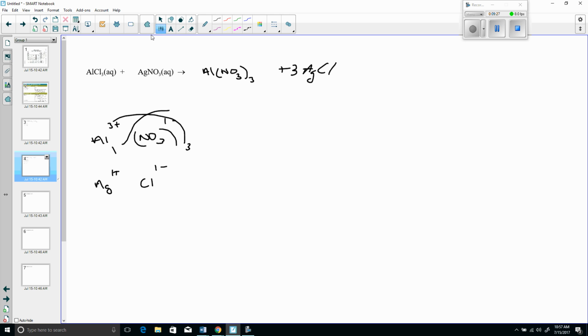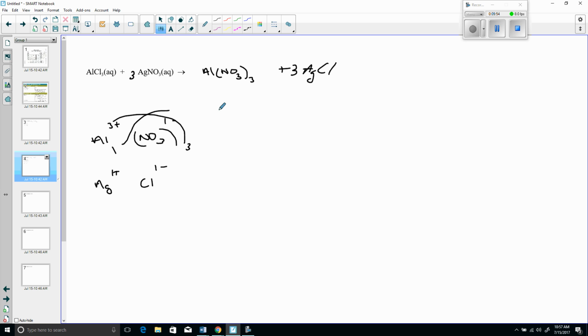We have 3 chloride, and no, we have not solved our issue yet. So we need 3 nitrates here, and that should solve us. So now we have 3 silver, 3 nitrate, and 3 chloride. So we're balanced on both sides of the equation, and 1 aluminum on both sides of the equation. All right, so there we are.